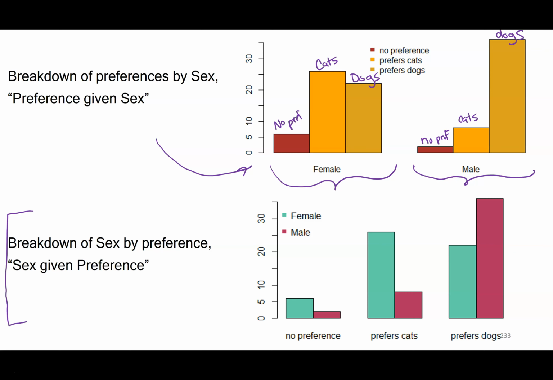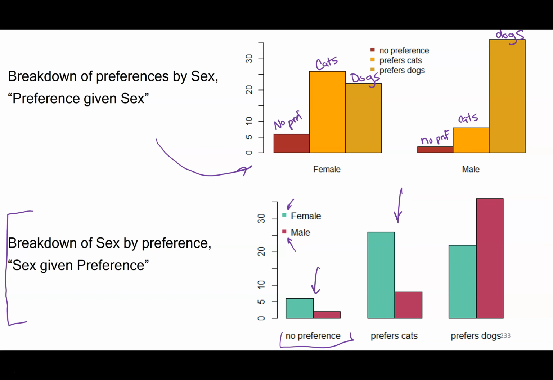Similarly, you could have broken it down by preference. You could have said, looking at all the people that prefer dogs, what percentage of the people that prefer dogs are men? What percentage of the people that prefer dogs are female? That kind of thing. So if you look here, no preference. This greenish color is female, and this maroonish color, I'm not great with describing all of my colors sometimes, is male. So you can see that more females than males had no preference, but not necessarily a lot.